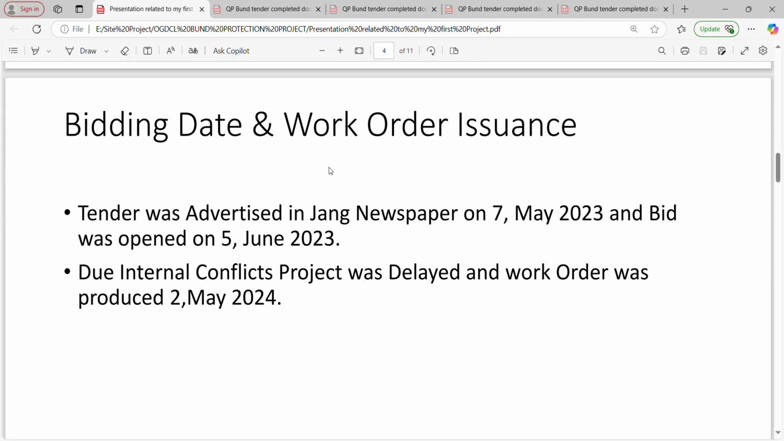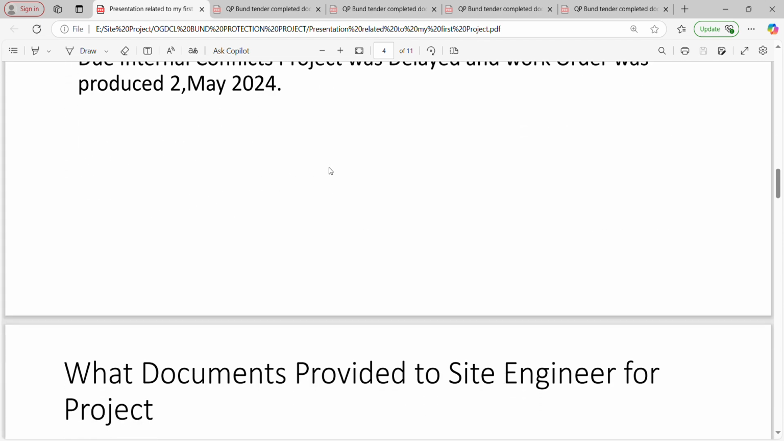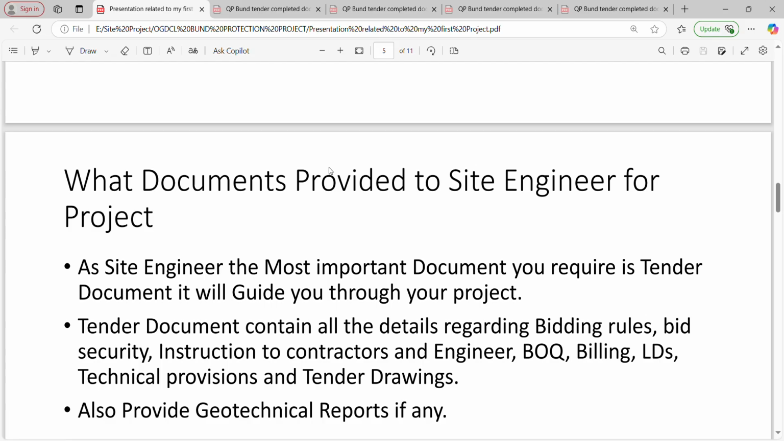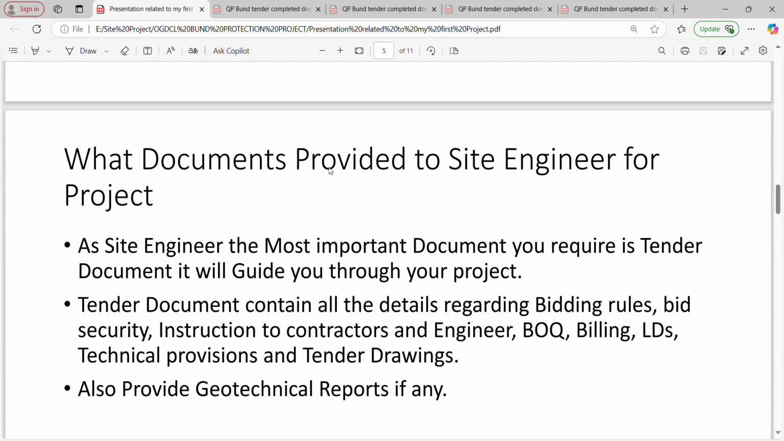Bidding date and work order issuance. The project was published in the newspaper on 7th May 2023, and the bidding date for opening was around 5 June 2023. But due to internal conflicts between the client and contractor, the work order was issued around 2nd May 2024.